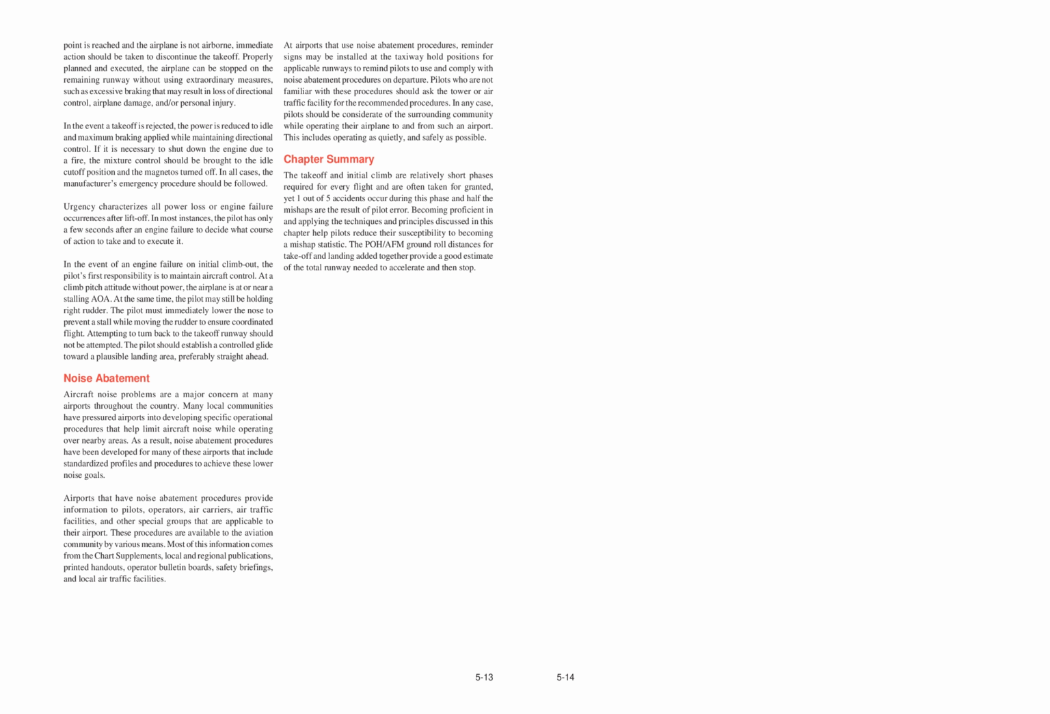Airports that have noise abatement procedures provide information to pilots, operators, air carriers, air traffic facilities, and other special groups that are applicable to their airport. These procedures are available to the aviation community by various means. Most of this information comes from the chart supplements, local and regional publications, printed handouts, operator bulletin boards, safety briefings, and local air traffic facilities. 5-13. 5-14.